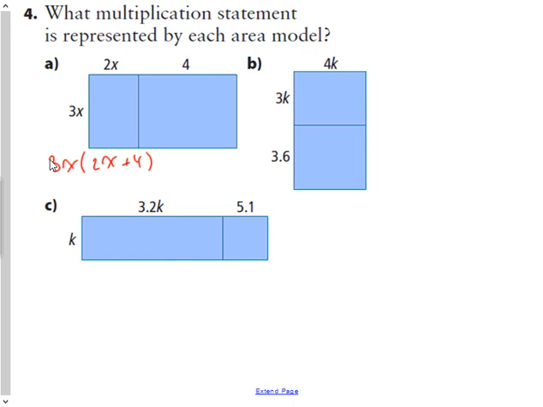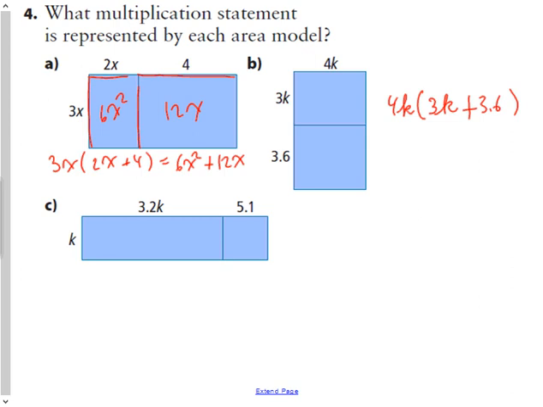And if I think about the area of each of these parts, 3x times 2x would be 6x squared, and 3x times 4 is 12x. So therefore, the product of those two equals 6x squared plus 12x, or a positive 12x. The second example, the monomial multiplied by your binomial is 3x plus 3.6, because that's a positive 3.6.